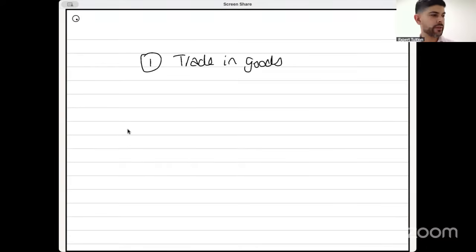What makes a good a good? Well, a good is something that is tangible, something I can actually touch. For example, a laptop, an orange, a strawberry, a car. The UK, by the way, has a massive deficit when it comes to trading goods. We import way more than we export. But there are two things that we're pretty good at. One is cars, and the second is pharmaceuticals, like drugs. We're like the world's drug dealer.